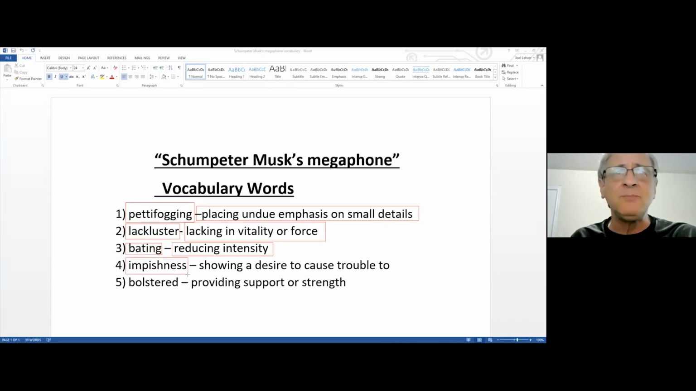Number 4 is impishness, showing a desire to cause trouble. So impishness is kind of like a childish behavior, and you'll see Elon Musk has been described in this way. He's an impishness behavior. It's somewhat mischievous, causing trouble. And number 5 is bolstered. Bolstered means providing support or strength. So these are the 5 vocabulary words. Have a look at them, take a picture, however you best remember them, in case they come in the paragraph that you read, then you'll know what they mean.